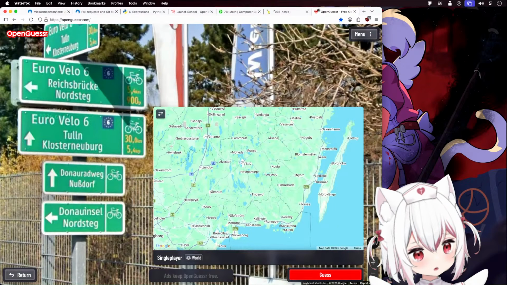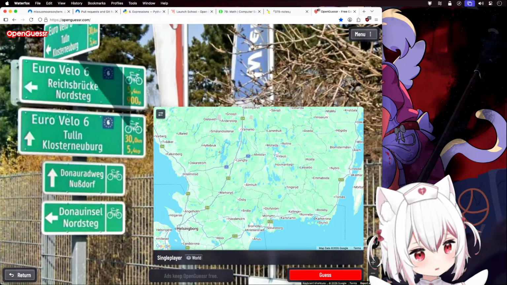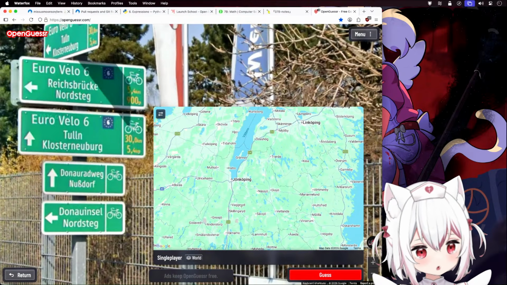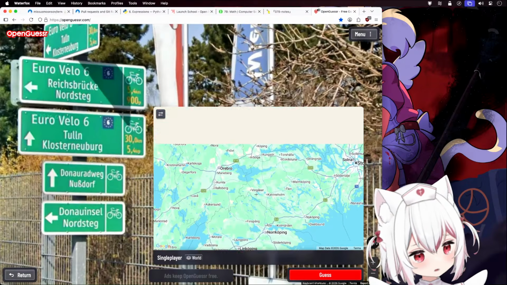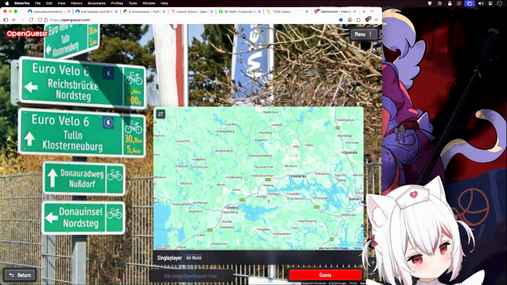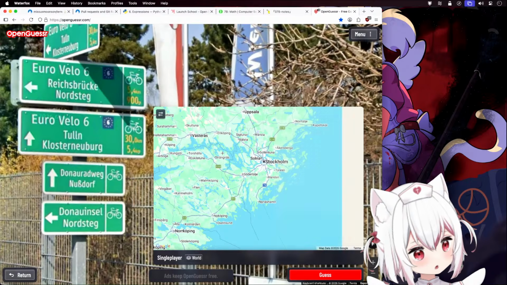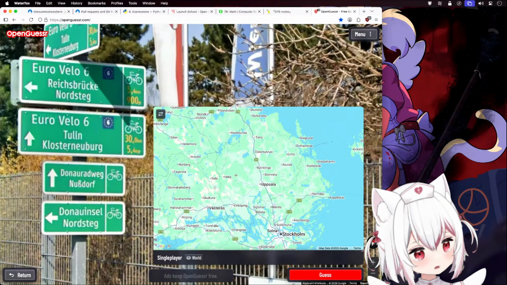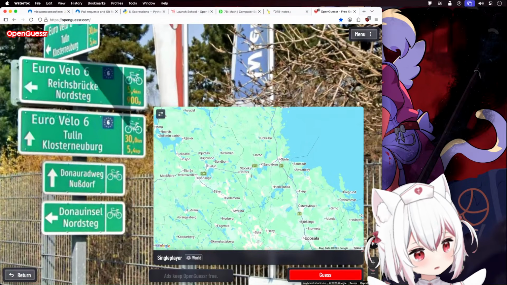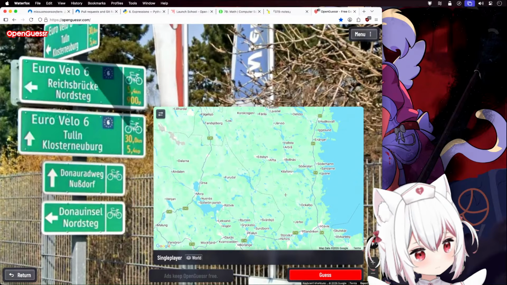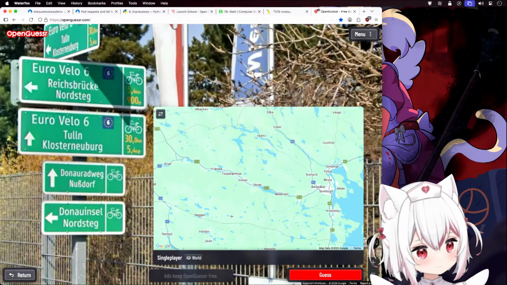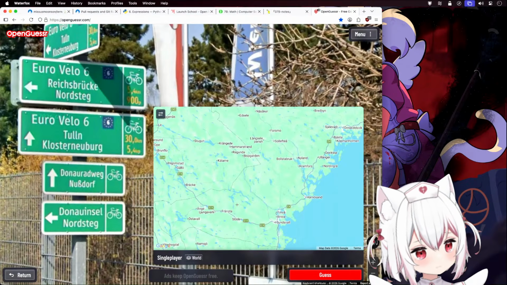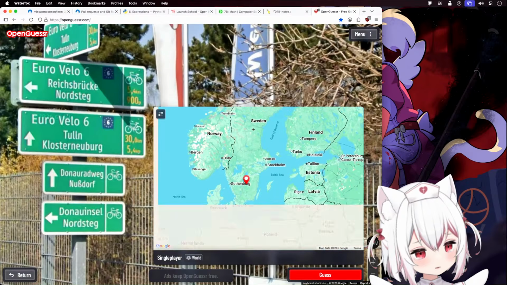Brücke. Reichsbrücke. Where the hell are you? Where the heck? E? Oh wait, Eurovelo. Is that E? That's E4. Or is that E6? Where the heck is Eurovelo? You know? Stockholm. Yep. 16.4. I don't understand how roads work. I don't understand how roads work. I'm in Sweden again somehow. I didn't mean to be in Sweden.